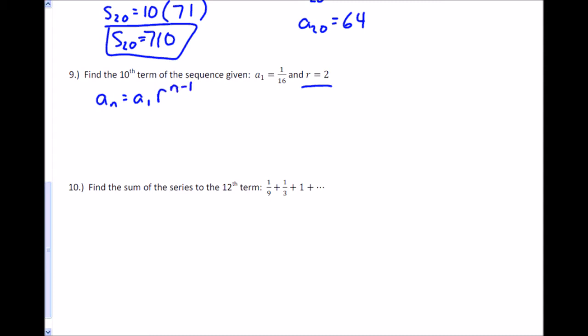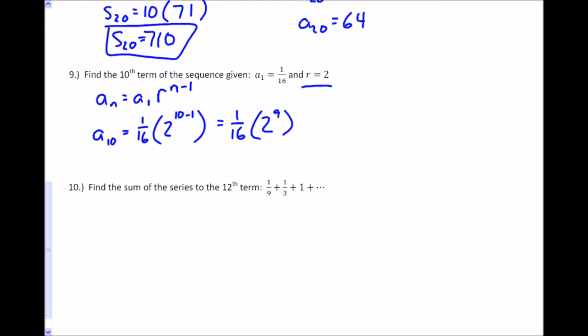And now I'm just going to plug each of these things in. So this time I'm looking for a sub 10. A sub 1 is 1/16 times r, which is 2, raised to the n minus 1, n being the 10. And now just following order of operations, I have to do the exponent first. So that's going to be to the 9th, and then multiply it by the 1/16.